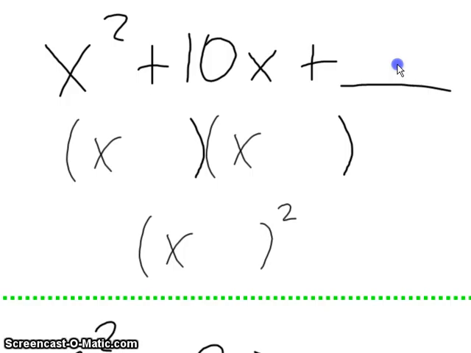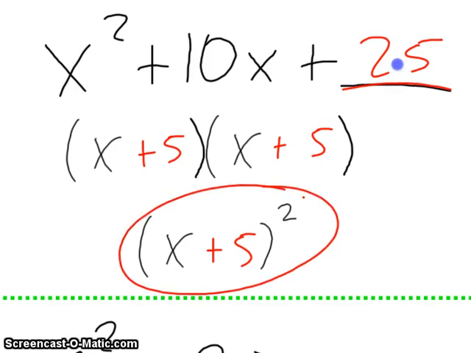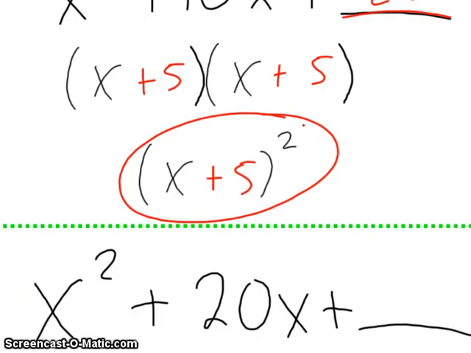So the idea is, what number can I split 10x up into, and what would it give me? Well, 10x splits up evenly to be 5 and 5. So it would be x plus 5 squared. But the question is, what would that number have to be at the end to make this work, to make this split up just right? Well, 5 times 5, well, 25. So if I had 25 there, I could rewrite it as x plus 5 squared. So I need to add 25 so I can complete the square.